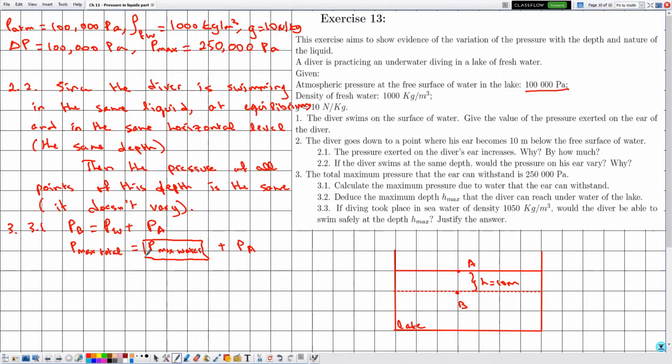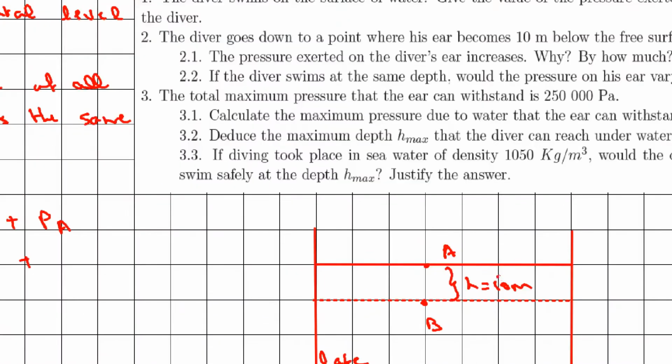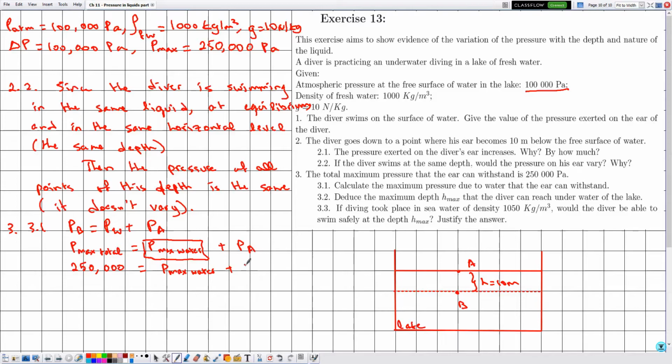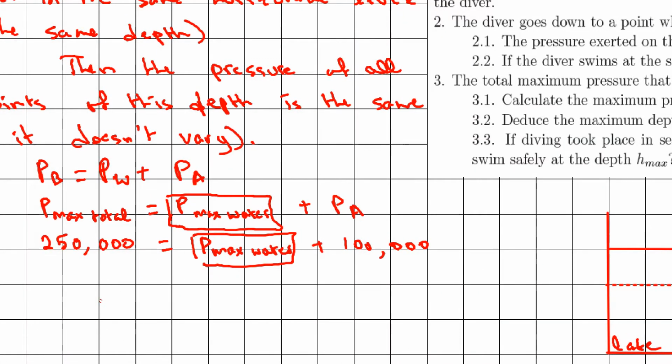Now the P max total, the maximum pressure that the ear can withstand, is given by 250,000, which is equal to P max water plus PA. The value of PA corresponds to the atmospheric pressure, which is given by 100,000. Knowing that we are interested in determining this value, what's the type of this equation? This is a linear equation in one unknown. The unknown is P max water. How do you solve this equation? We put P max water on one side and all the other numbers on the other side.